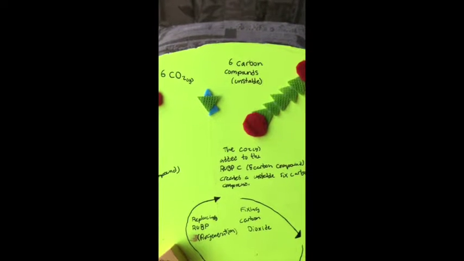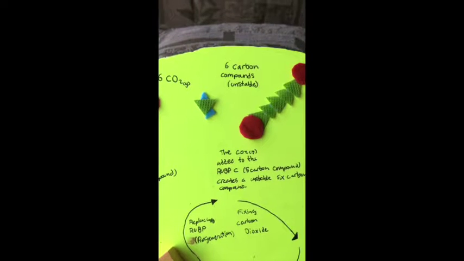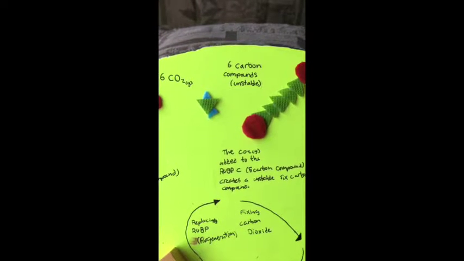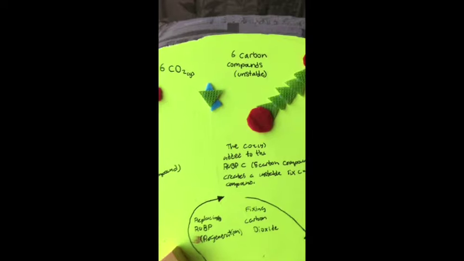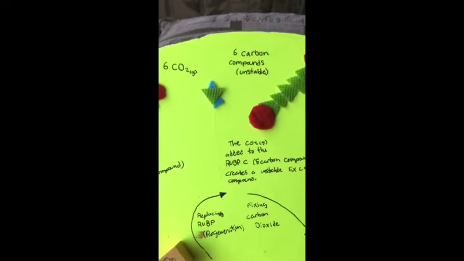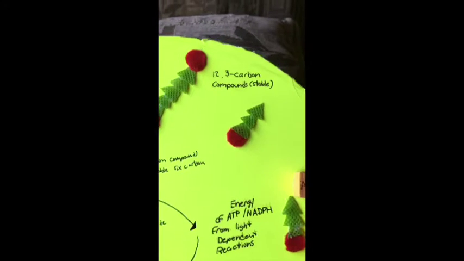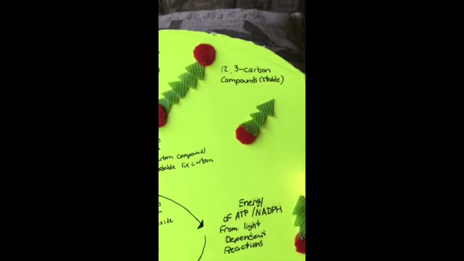The first step, carbon fixation, is where CO2 is fixed by adding it to a 5-carbon compound, RuBP. This creates a 6-carbon compound, which is unstable and falls into two 3-carbon compounds. This is the first stable product of the cycle.